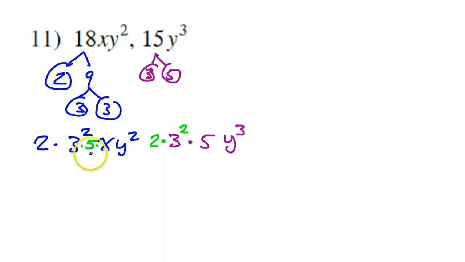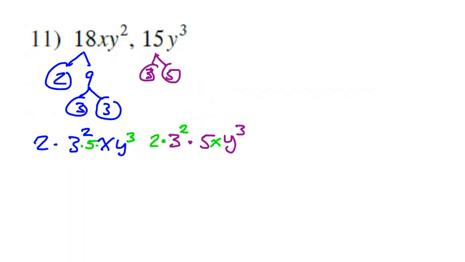Alright, now we get to the variables. First, x. The blue side has an x. The purple side doesn't have any x's, so we need to give it an x. Now the y's. They both have y's, but the blue side has 2 y's. The purple side has 3 y's, so I need to give the blue side an extra y. So I'm going to turn this into y to the third power. Okay, now they are identical. 2, 3 squared, 5x, y to the third.